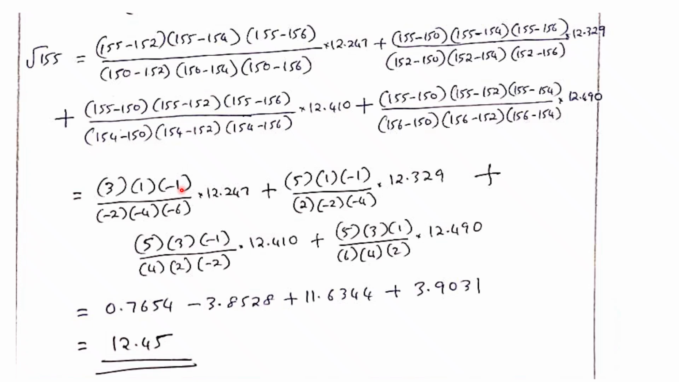So like this, I don't think it requires any explanation here. It's just a substitution and simplification. So you get the answer as 12.45. Okay, if you want to confirm it, you check it using calculator. Square root of 155, you will get this only. Okay, this is how you have to verify whether the answer that you have obtained is right or not. Okay, so I hope this is clear. We'll move on to the next problem.